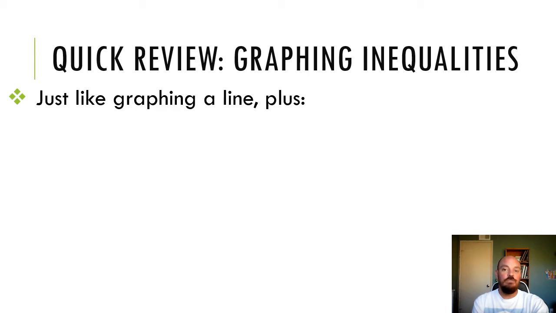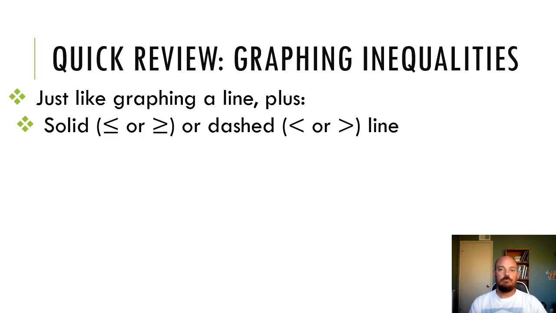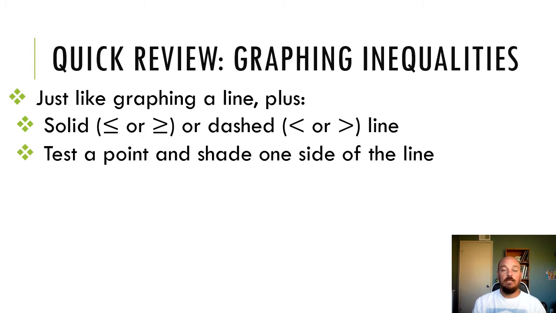But as a very quick review, graphing inequalities is just like graphing a line with 2 extra steps. Step number 1, you have to decide whether to use a solid line if you have the or equal to, or a dashed or hyphenated or dotted line if you don't. Then step 2 is you got to do the shading. And you do that by testing a point on one side of the line, deciding if those are the answers. If so, you shade that side, or if they're not the answers, you shade the other side.